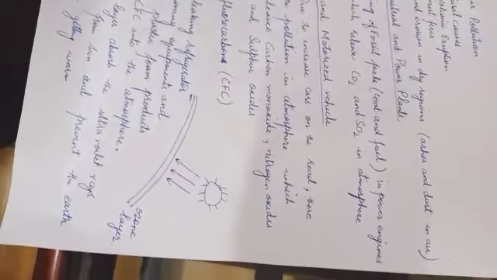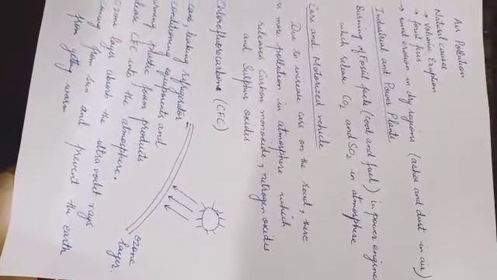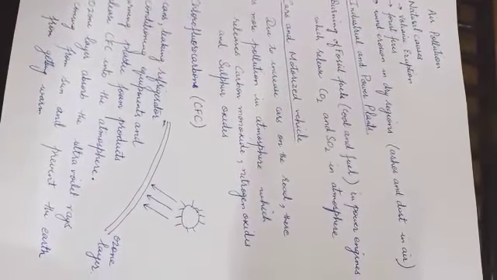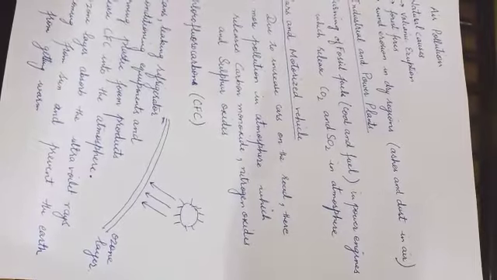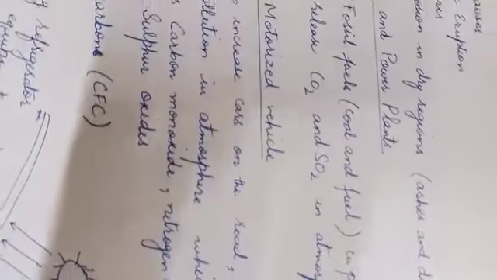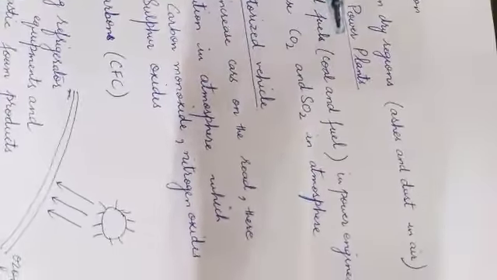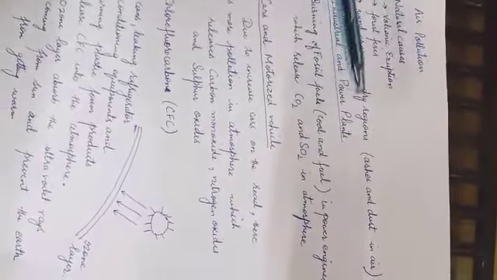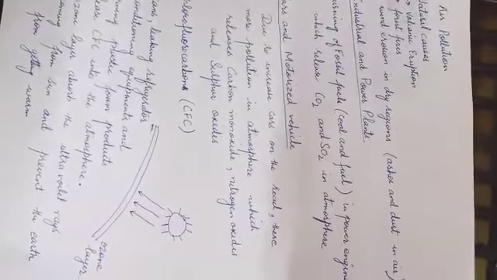The second one is the industrial and power plants. So, burning of fossil fuel, which are coal and fuel, which burn in power engines, release CO2 and SO2 in the atmosphere. CO2 is basically carbon dioxide and SO2 is sulfur dioxide, which are produced when the coal and fuel burn in power engines.